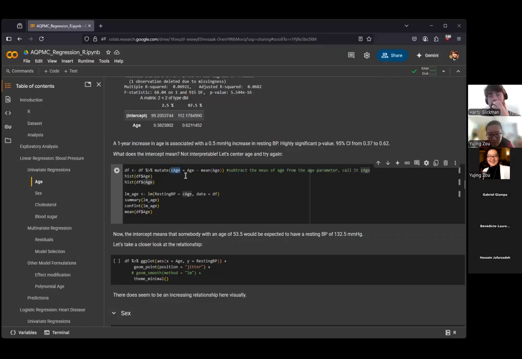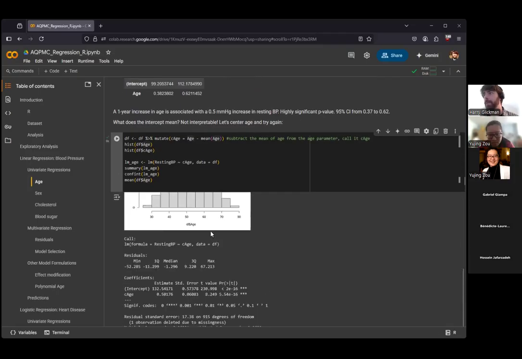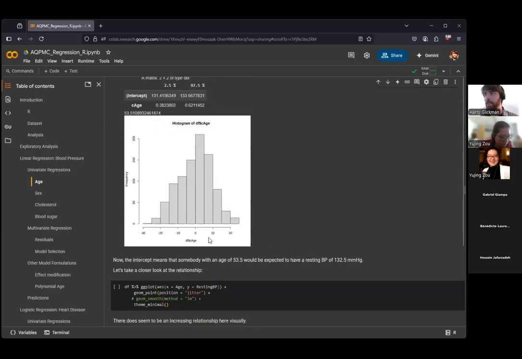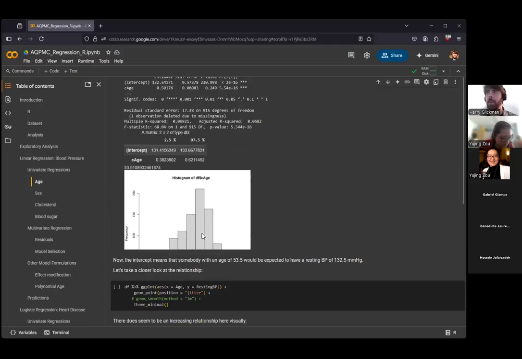We're going to make a new variable called C age, centered age, by subtracting the mean of age. So all this did is this was the regular distribution of age, and the distribution of C age is just shifted such that the mean is now zero.